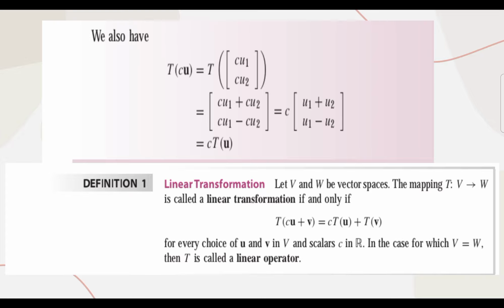Then, by Definition 1, linear transformation: let V and W be vector spaces. The mapping transformation from V to W is called a linear transformation if and only if the transformation of (cu plus v) is equal to c T u plus T v, for every choice of u and v in vectors and scalar c in R. In the case for which V is equal to W, then T is called a linear operator.